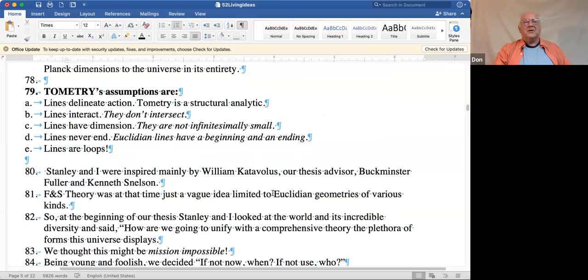So now these are tometry's assumptions that contrast to Euclidean assumptions. Lines delineate action. Tometry is a structural analytic. That's what it's interested in. Lines interact, they do not intersect. Lines have dimension, they are not infinitesimally small. Lines never end. Euclidean lines have beginnings and endings. Lines are loops.